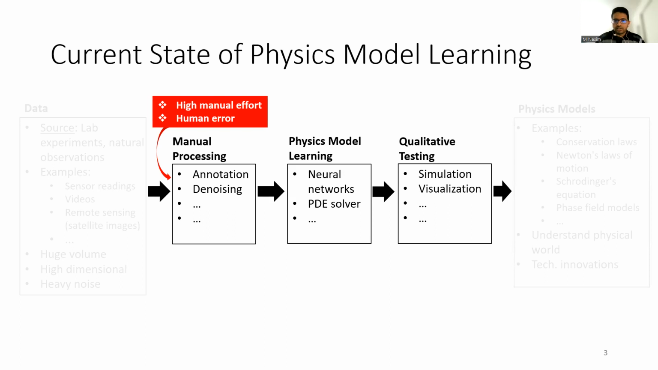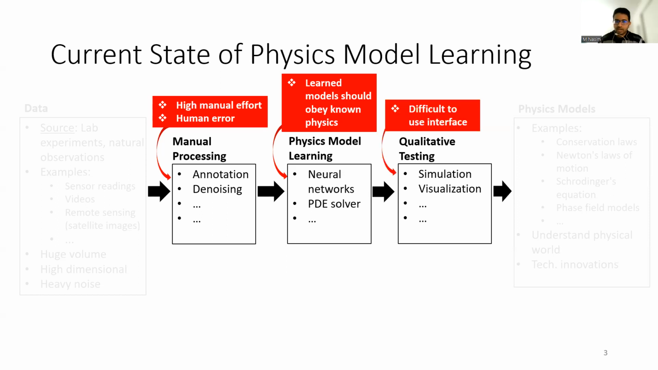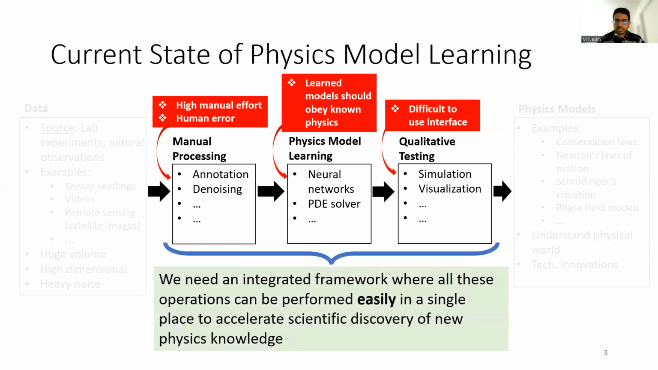Manual annotation and denoising for high volume, high resolution data requires huge manual effort and hinders thorough analysis. The learned models need to obey the prior known physics laws, which is often not the case. And researchers need to have an easy interface to simulate and visualize the physics models to gain new insights. To accelerate the current physics model discovery pipeline, we need an integrated framework where all these operations can be done easily in a single place.